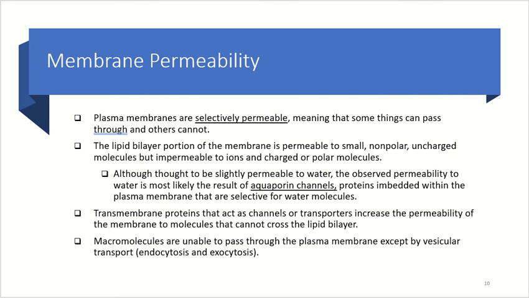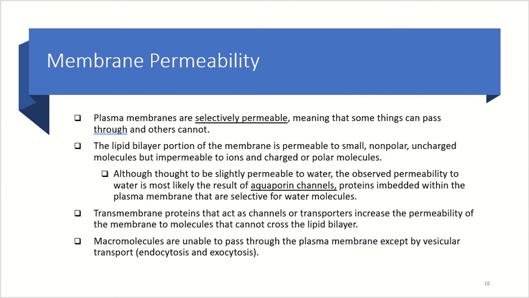So membrane permeability. This is a really important concept. So the plasma membranes are going to be selectively permeable. And this just means that some things are going to be able to pass through while others are not. They're going to be picky and selective about what is going to be allowed in and out of the cell. The lipid bilayer portion of the membrane is going to be permeable to small, nonpolar, uncharged molecules. But they're going to be impermeable to any ions or charged or polar molecules.